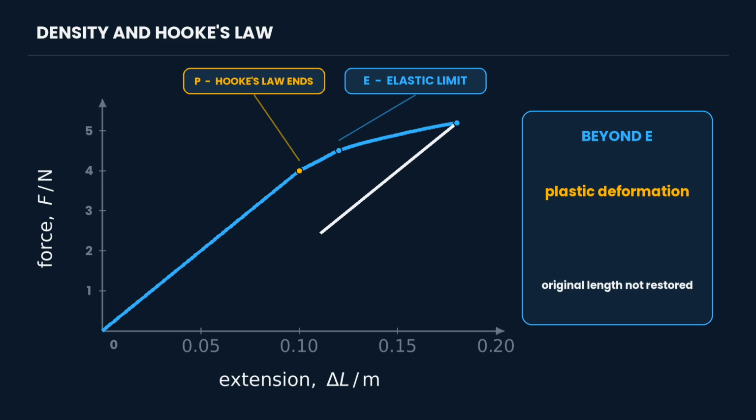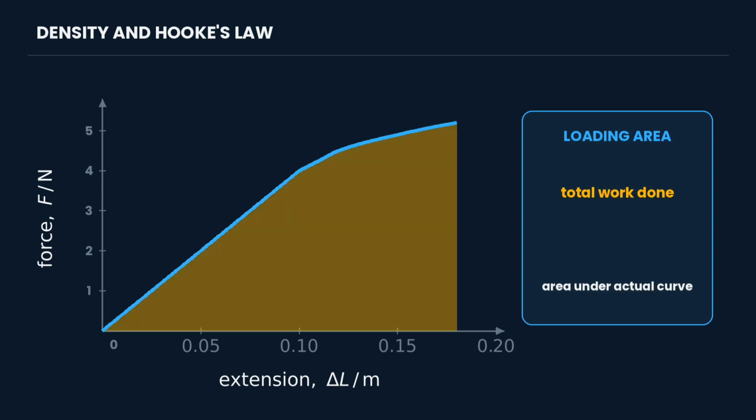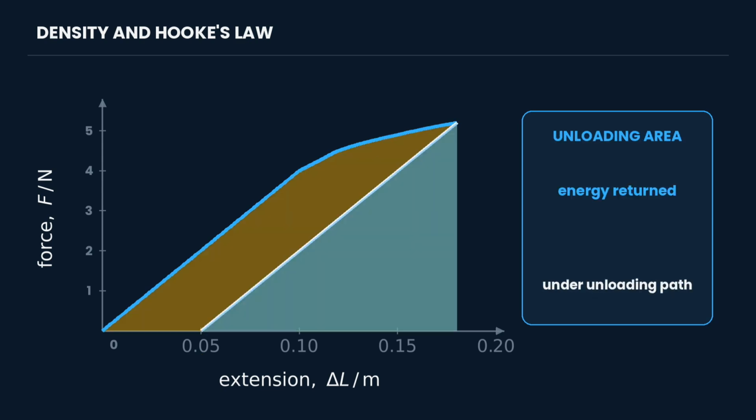On a simplified metal spring graph, plastic unloading is roughly parallel to the original elastic line, but meets the extension axis to the right of 0, so that intercept is where the permanent extension is. The loading area is the total work done, the unloading area is the energy returned. The difference is not returned mechanically, but it is dissipated mainly through heating and permanent structural change.